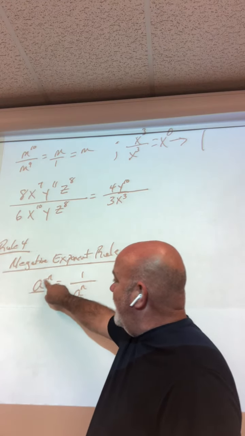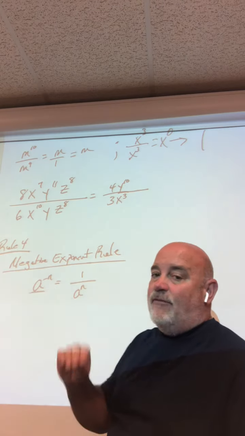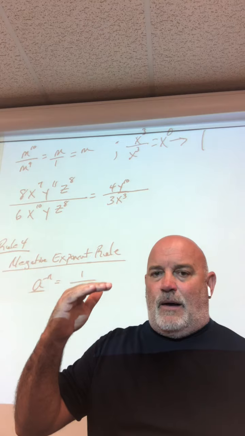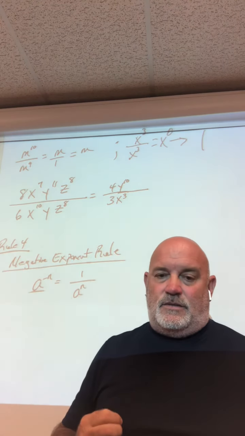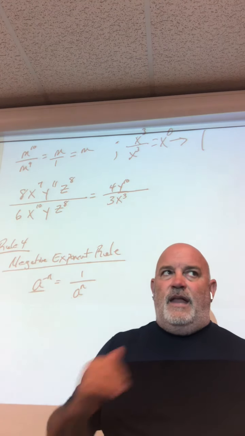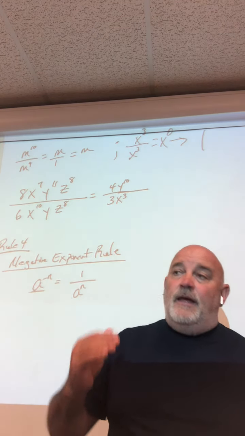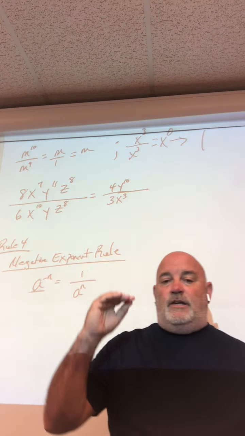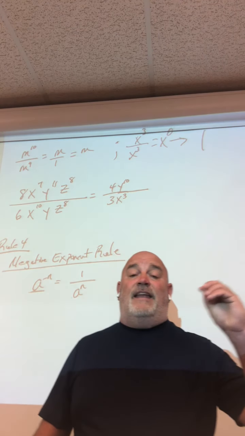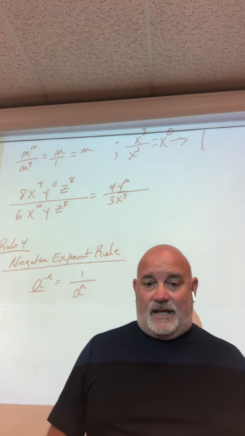If you have a base raised to a negative power, we can never raise something to a negative power. Like if I said, what's 5 to the 2 power? It's 5 times itself twice. Well, what's 5 to the negative 2 power? 5 times itself negative 2 times. You can't do something a negative number of times. And by the way, if 5 to the 2 power is 25, you'll be real tempted to say 5 to the negative 2 power is negative 25. That is not the case.